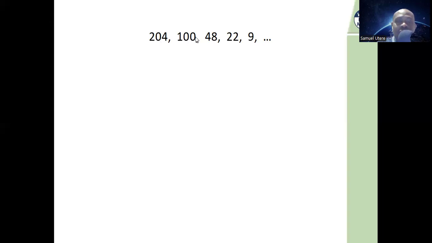Halve the term, so if I have 100, I'll get 50. 50 minus 2 is 48. If I have 48, I'll get 24. 24 minus 2 will be 22. So we can think about it that way, but someone else might think about it differently.